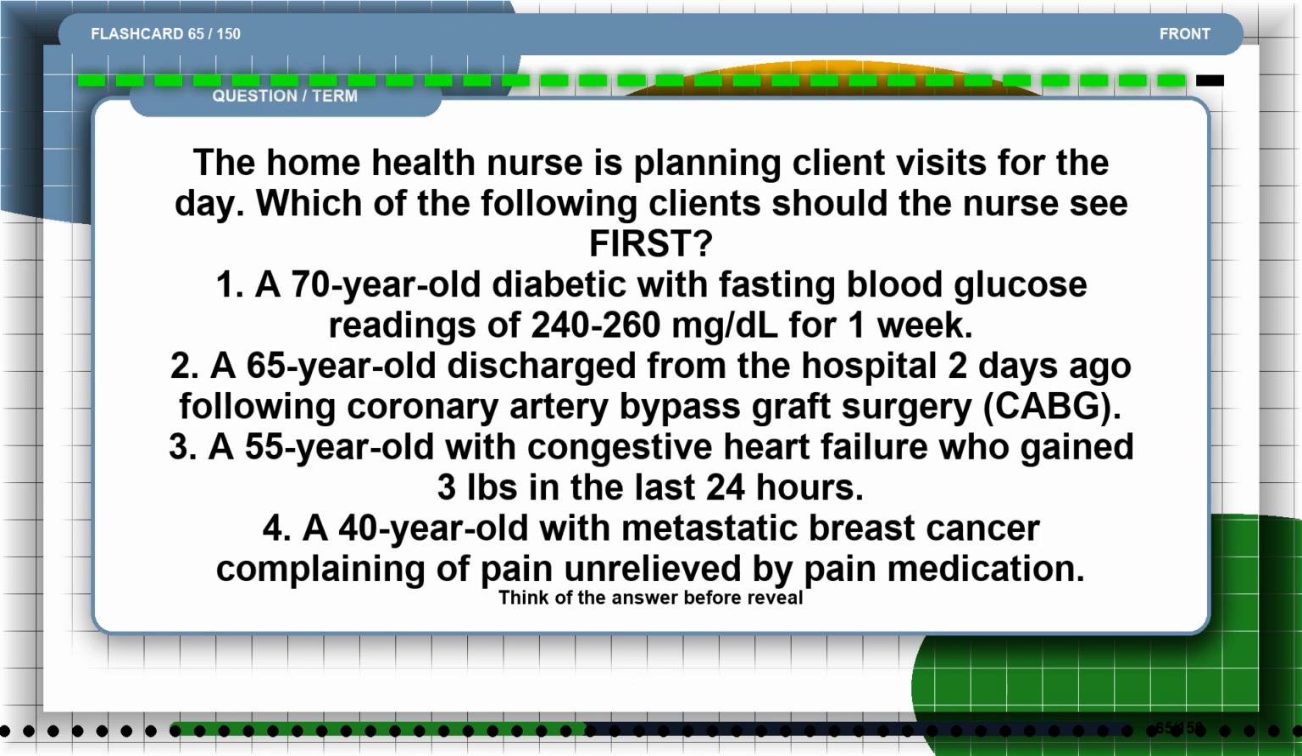Flashcard 65. The home health nurse is planning client visits for the day. Which of the following clients should the nurse see first? 1. A 70-year-old diabetic with fasting blood glucose readings of 240-260 mg/dl for 1 week. 2. A 65-year-old discharged from the hospital 2 days ago following coronary artery bypass graft surgery, CABG. 3. A 55-year-old with congestive heart failure who gained 3 pounds in the last 24 hours. 4. A 40-year-old with metastatic breast cancer complaining of pain unrelieved by pain medication. Think of the answer before the reveal.